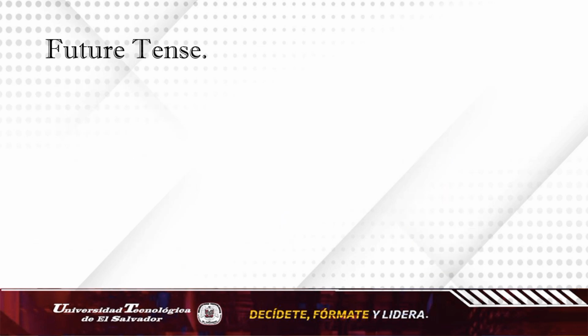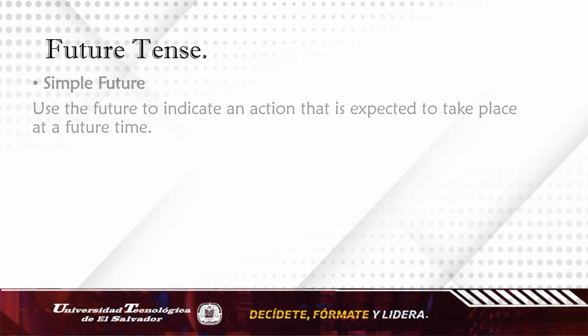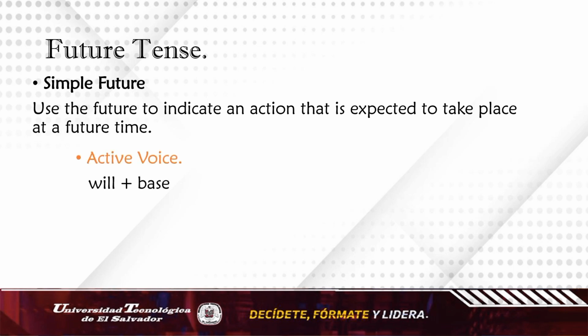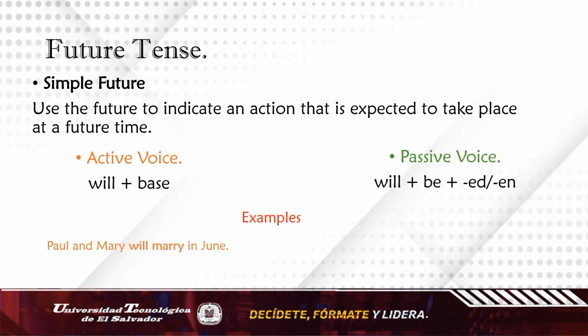And finally, the future time. Simple future. Use the future to indicate an action that is expected to take place at a future time. In active the structure is will, going to plus base form of the verb. For example, Paul and Mary will marry in June. In passive the structure is will plus be plus -ed, -en. Example, they will be married by a priest and a rabbi.